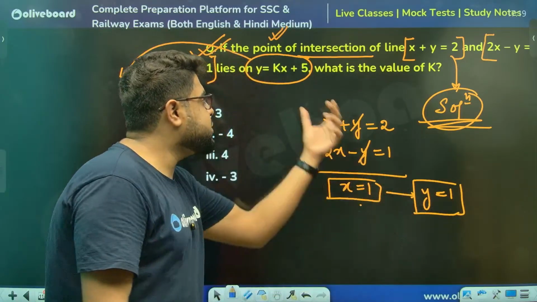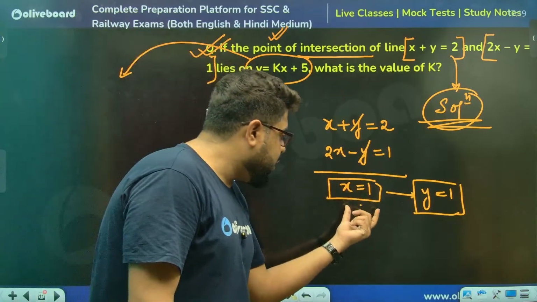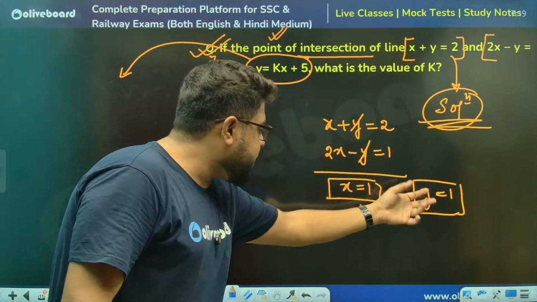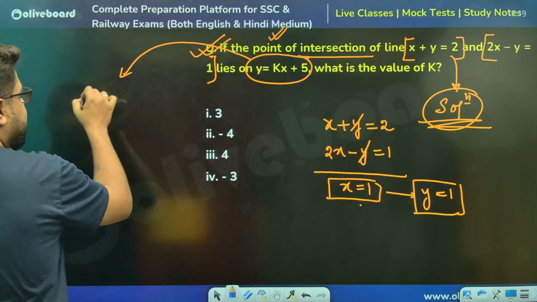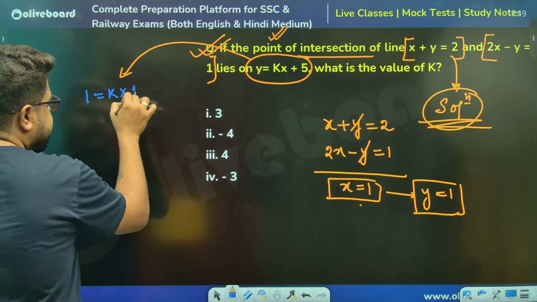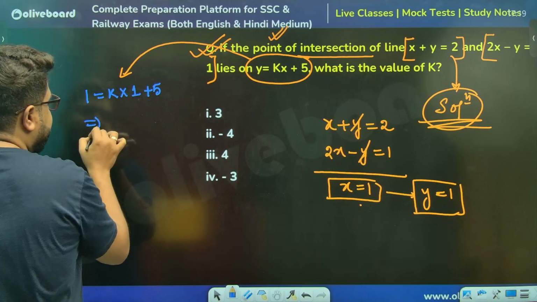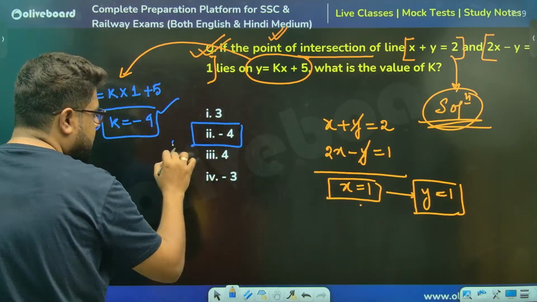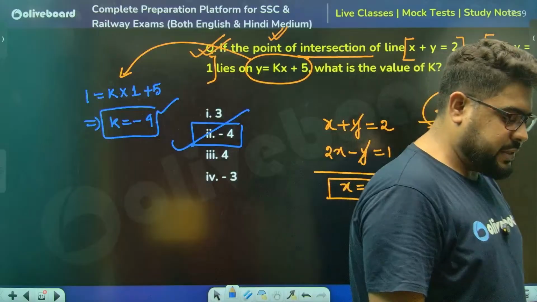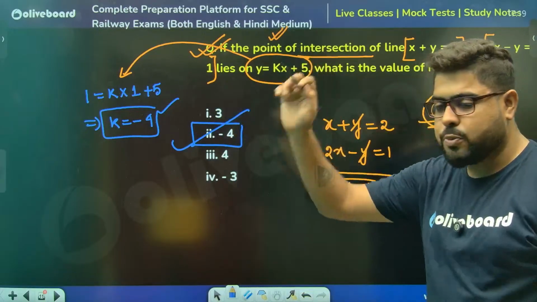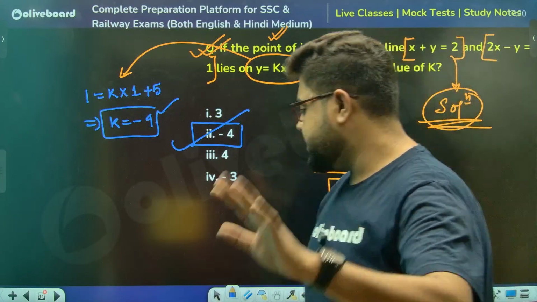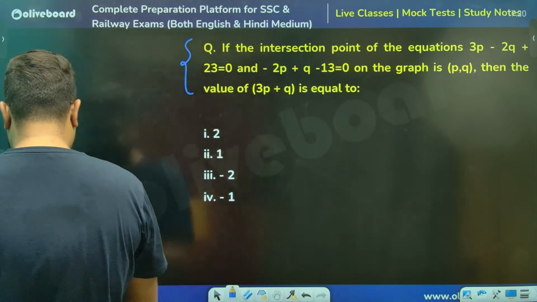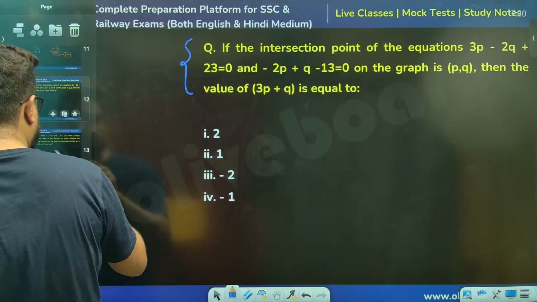If a point lies on this straight line, putting x = 1, y = 1 will satisfy the equation. So put y = 1 = k(1 + 5). They are asking the value of k. k will be -4. That's your answer, option number 2. Done. Simple question, not very difficult. Again, a very similar question. Let's go on.